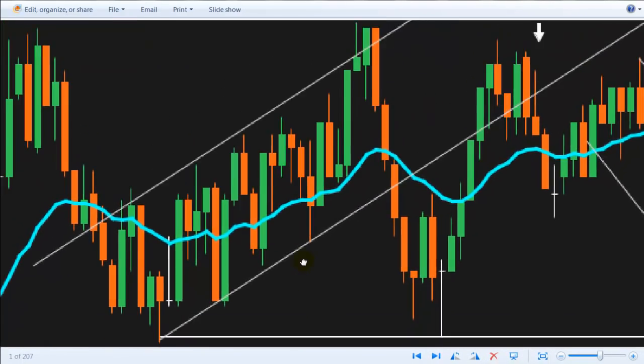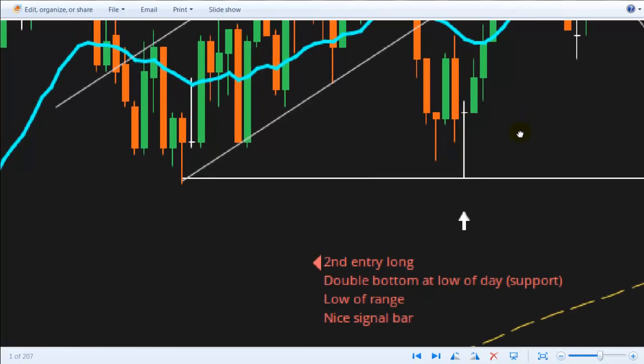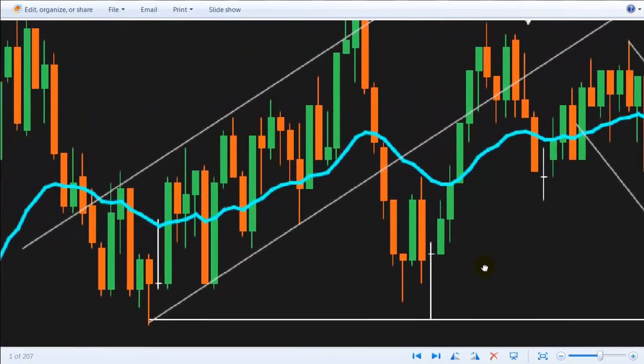He took a long right here. It's a second entry long off a double bottom. But this is much more than a double bottom. It's a range, and you can see how many times we bounced there. And then he got this second entry long. Nice trade.